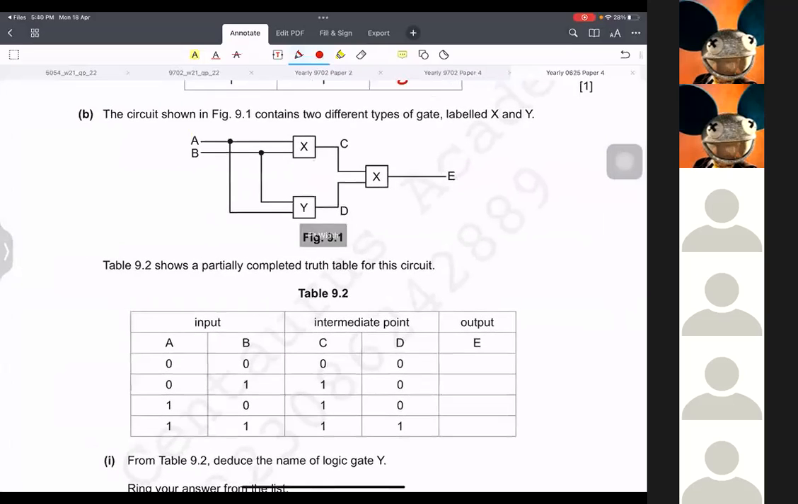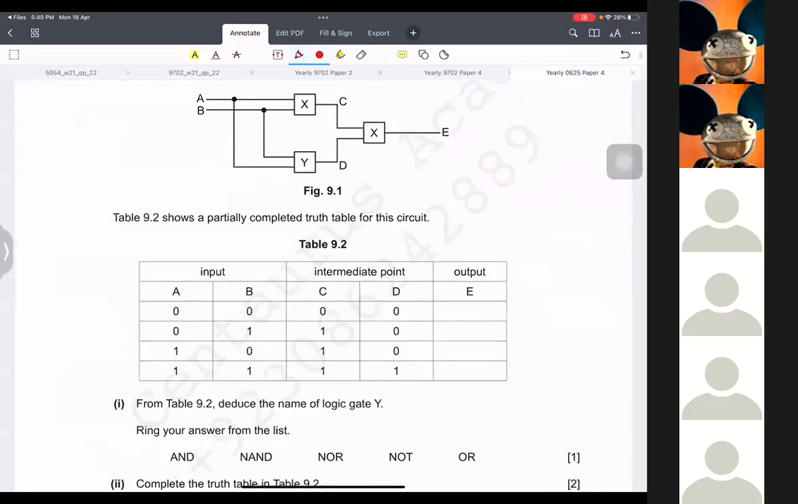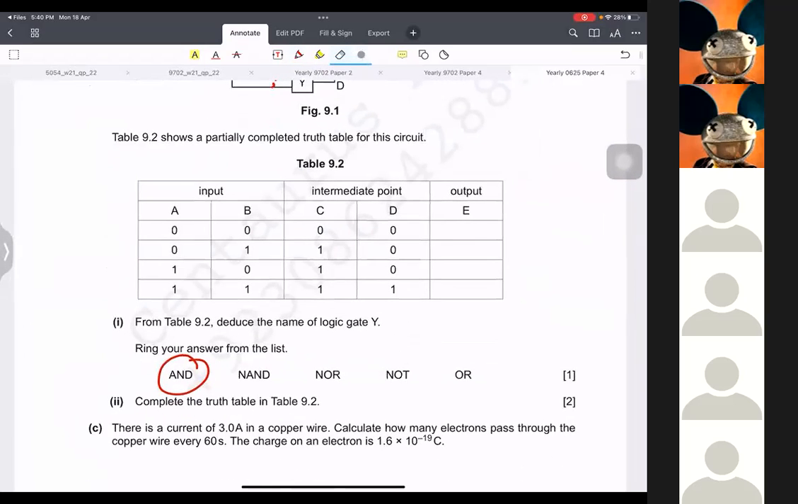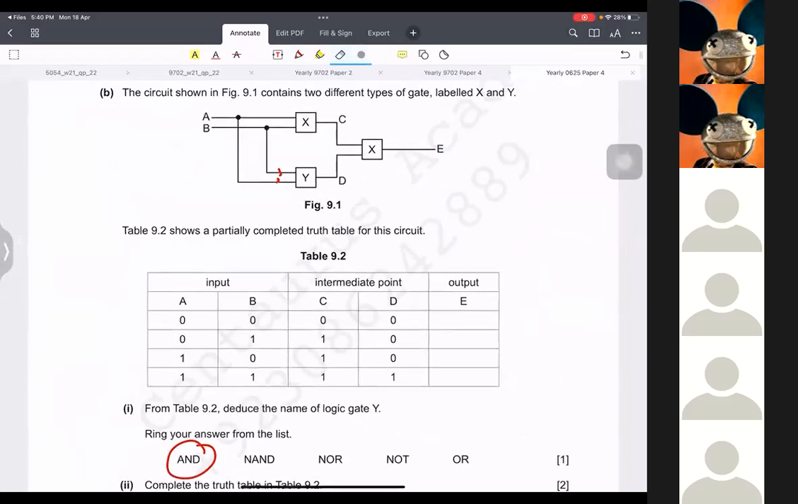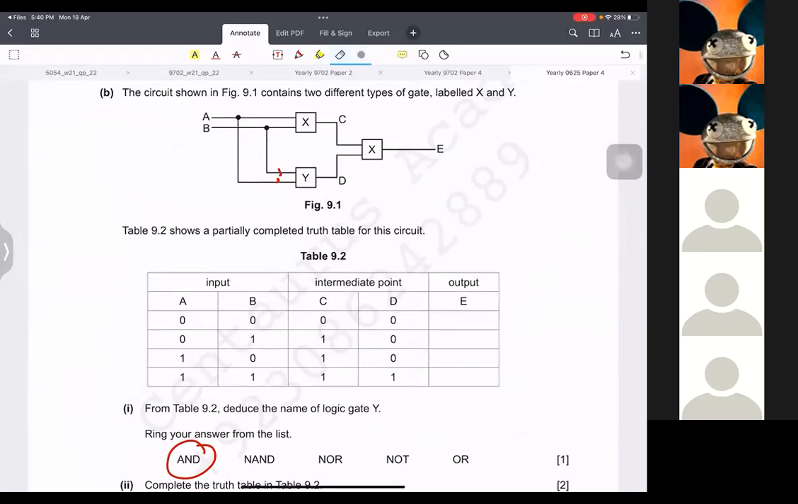Okay, what do we need to do? Deduce the name of logic gate Y. Where is Y? So when A and B are going, we have to check D for it. When A, B was 0 0, 1 0, this is AND for sure. AND gate. Complete the truth table. We want to find output E. The one above is an OR gate, below is Y, an AND gate. X is OR. How do you know? Because C is 1. Okay, that's OR. So this is OR, and this is OR.